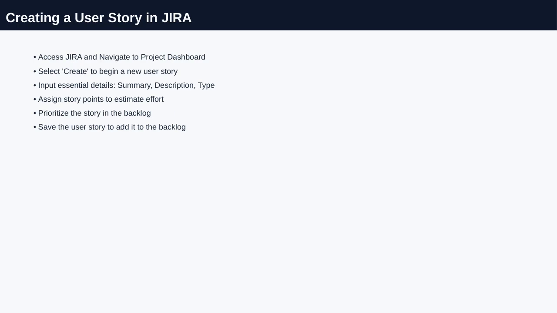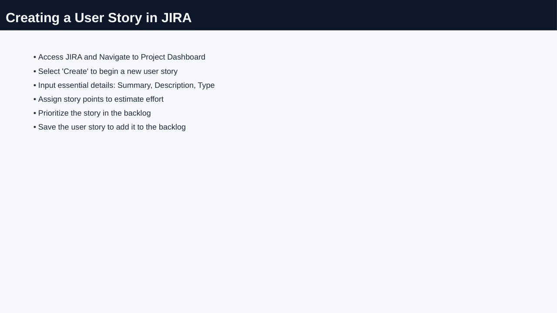To create a new user story in Jira, start by logging in and navigating to your project dashboard. From there, click on the Create button to open the user story form. You'll need to fill in the essential details such as the summary, which gives a brief overview of the story, the description for more context, and ensure the issue type is set to user story.